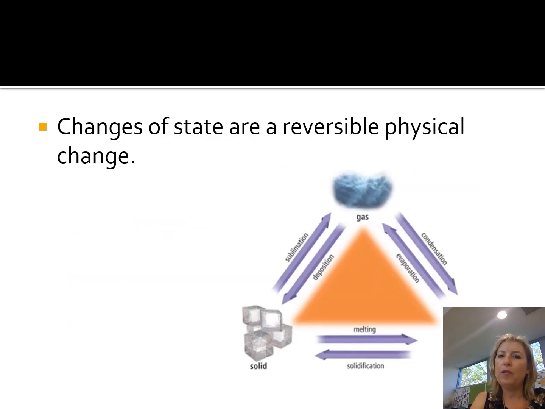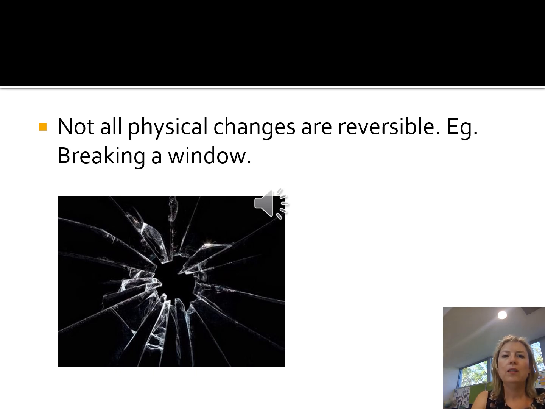So here's an example of a change of state, and changes of state are often reversible. So your solid can go to a liquid, liquid can go to a gas, gas can go back to a solid, and they're all reversible stages. But in each of these cases, this is still water, this is still water, and this is still water, has the same formula. No new substance is created. Some physical changes aren't reversible. For example, breaking a window. When you break a window, it's hard to put the window back together.